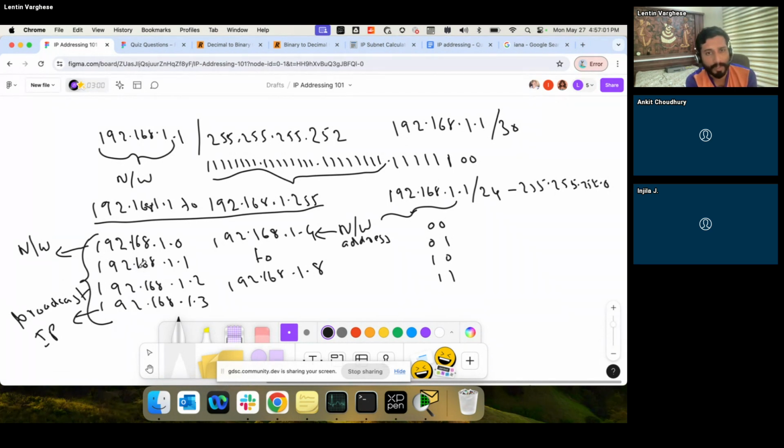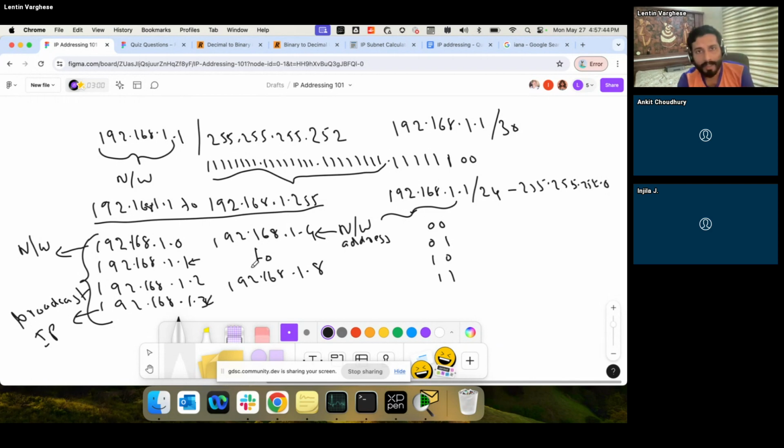What is a broadcast IP address? If a computer having this IP address wants to send a data packet to all the devices in that network, it will simply send to this. That data packet will reach all devices in that network. That's the purpose of a broadcast IP address. So whenever you do subnetting, once you get the range of IP addresses, know that the first IP address and the last IP address are not usable. They're assigned to the network and the broadcast IP addresses.